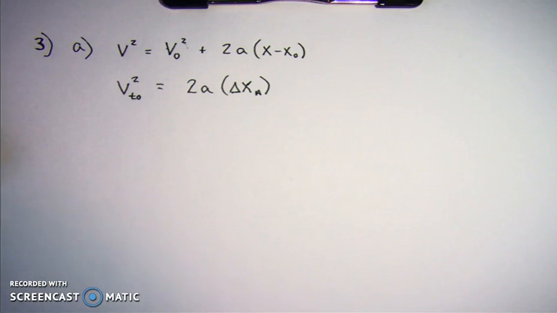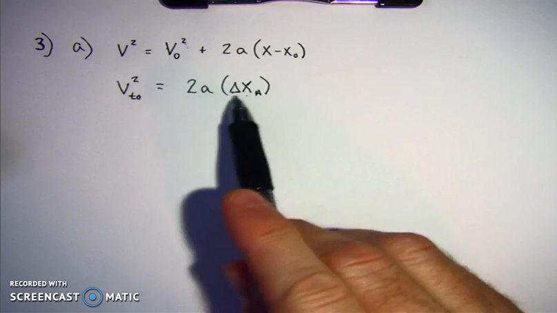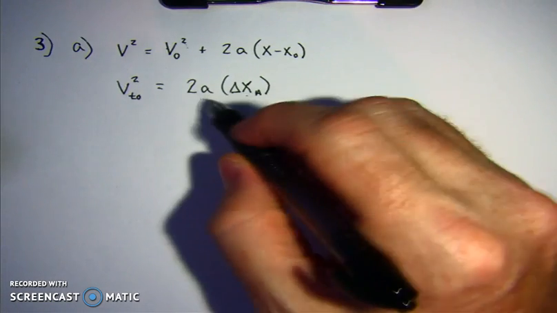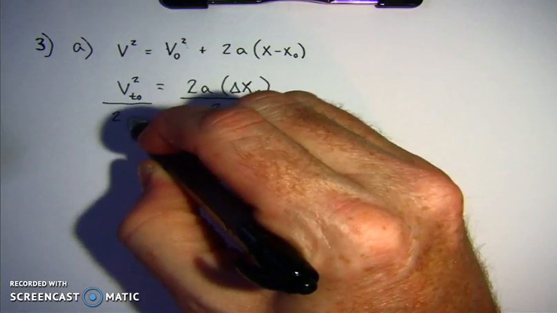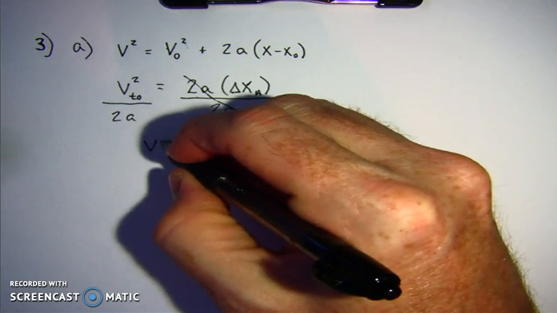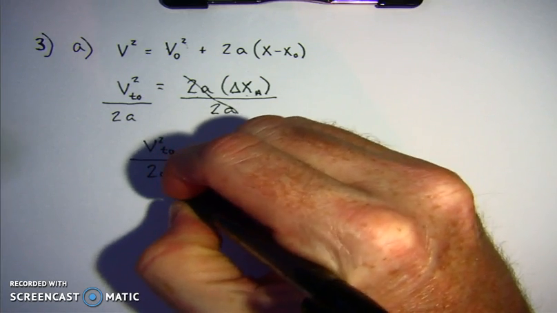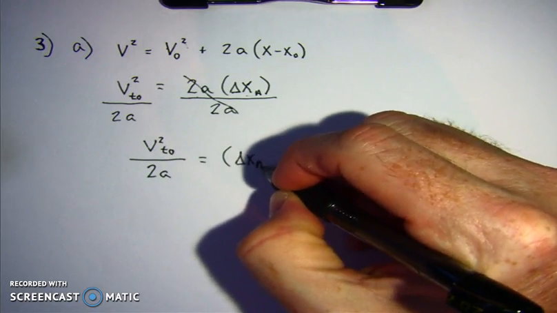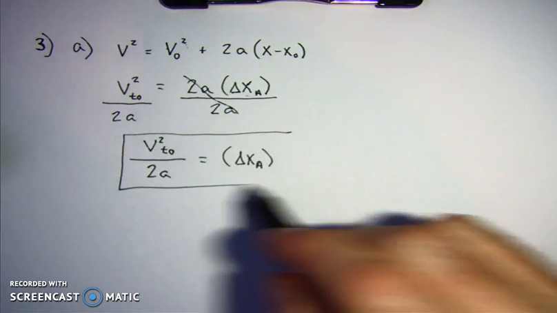So let's isolate our length of runway, which is going to be the distance. We just want to get distance by itself. How do we get rid of 2 times the acceleration? Well, divide by 2 times the acceleration. So it cancels over here and you're left with that. Just to write it clean, velocity squared at takeoff over 2 times the acceleration is equal to the distance that plane A traveled on the runway. And that is your answer for 3A.